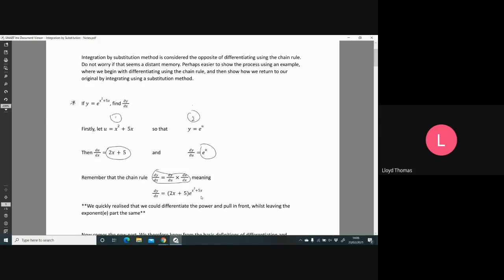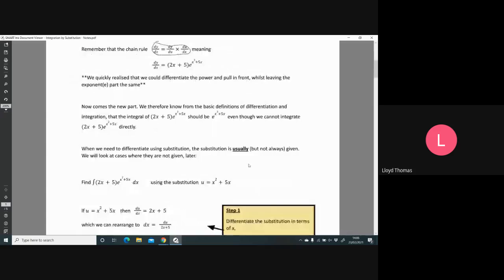And that's the answer to this differentiated. Now, we know there's a potentially quicker method where we just differentiate the power, which is 2x plus 5, and just chuck it in front to give me this. But this is where it stems from. The chain rule is where it stems from.